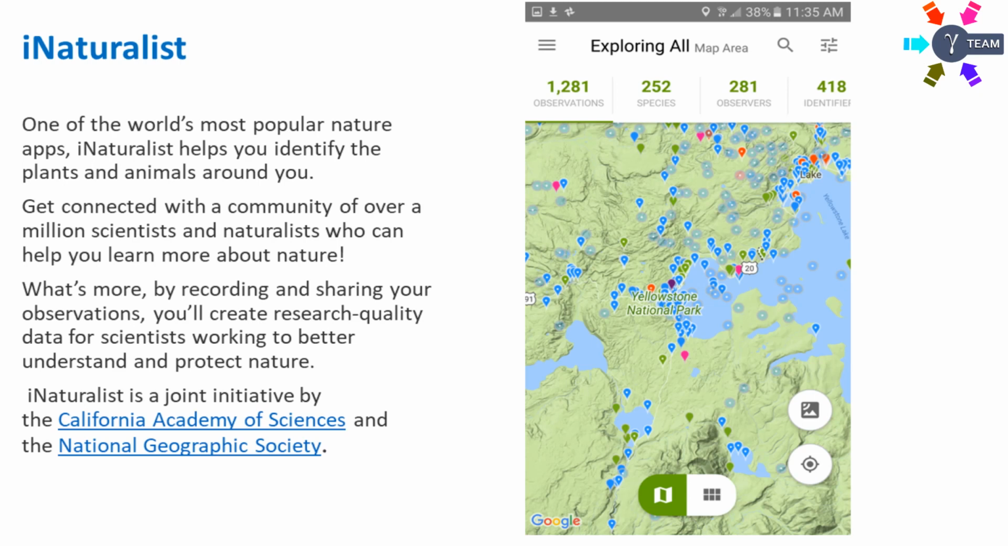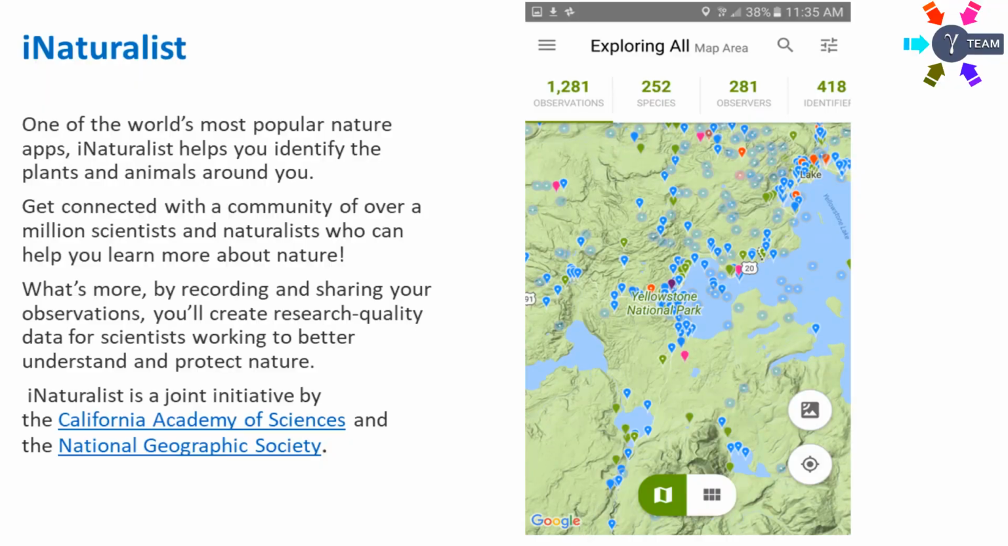That is called iNaturalist. It is one of the world's most popular nature apps. iNaturalist helps you identify the plants and animals around you and get connected with a community of over 1 million scientists and naturalists who can help you learn more about nature. What's more, by recording and sharing your observations, you will create research quality data for scientists working to better understand and protect nature. Actually, this iNaturalist is a joint initiative by the California Academy of Sciences and the National Geographic Society.